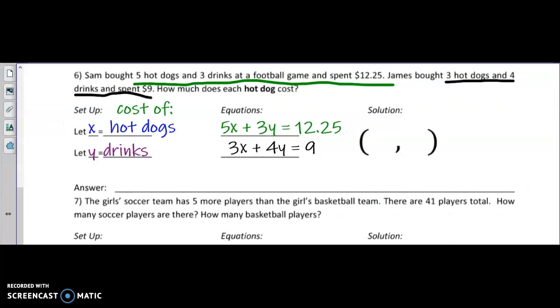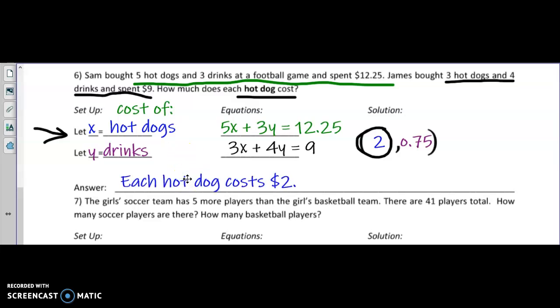So I go back to my problem. I write my answer down, (2, 0.75). Then I go back and read my question. It says, how much does each hot dog cost? I go back and look here. I said hot dog was my X value. X comes first in a point. So 2 represents the cost of a hot dog. So that means each hot dog costs $2.